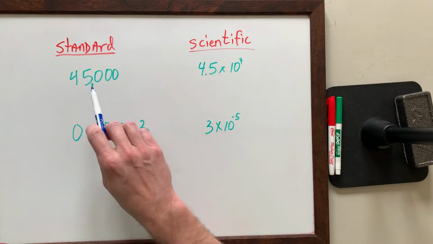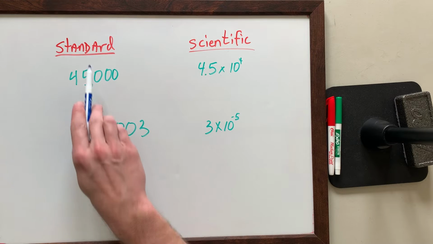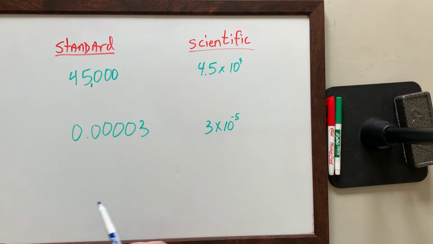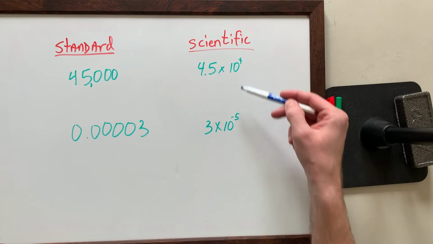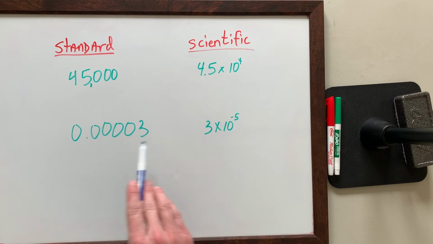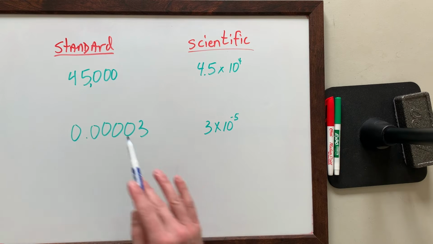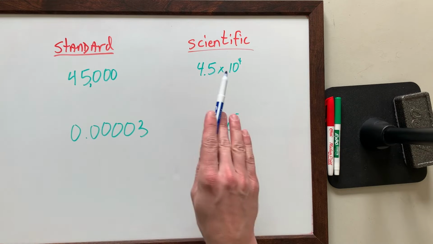Let's take an example here of a big number and a small number. We're going to start with these numbers in the standard form, which is how we typically write numbers, and we're going to convert it into scientific notation. Now, what I've done for each of these big and small numbers is I've already written the answer, but I'm going to show you how to quickly figure out how to convert from standard into scientific.